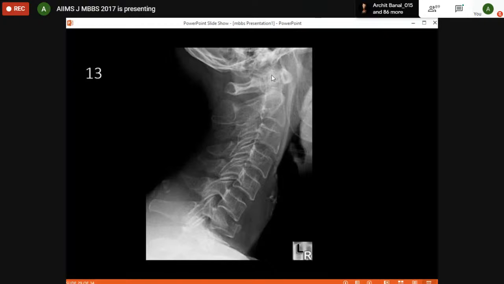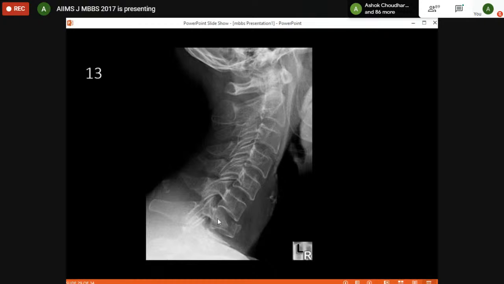So C2 is the one which is the largest, all right? This posterior element that you see, this is the posterior element of C1. That is because this is the atlantoaxial joint. So C2 will go and it will form a joint with the C1 here. So this is the atlantoaxial joint. And as you all said, this is the axis or C2, C3, C4, C5, 6, and 7.